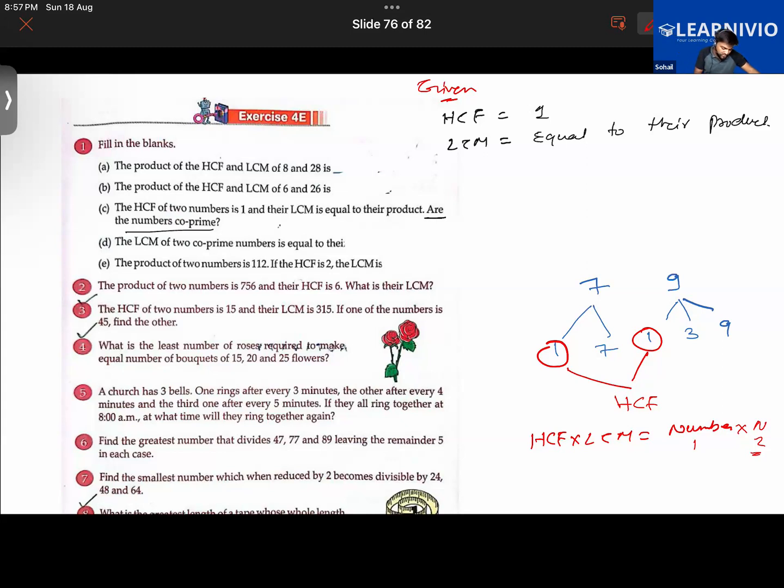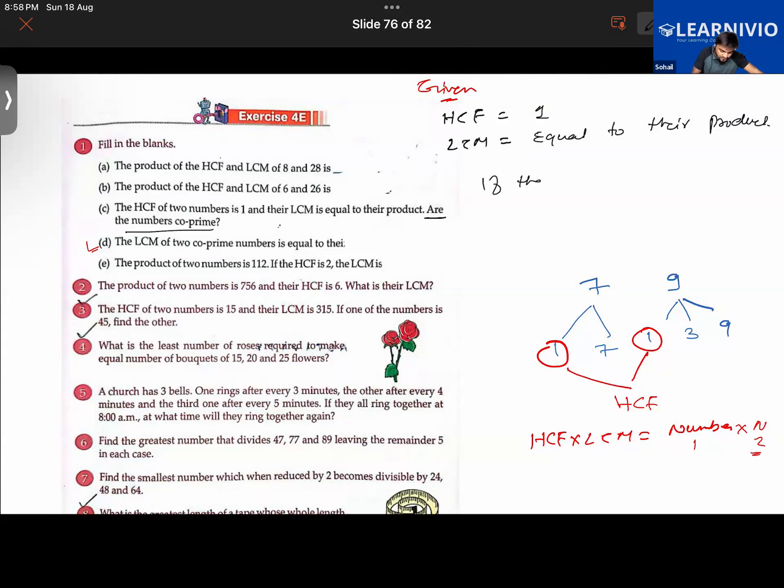Now moving on to question D. What does the question say? The LCM of two co-prime numbers is equal to their... If the HCF is 1, then the numbers are co-prime. If you haven't written that statement, please write it down.